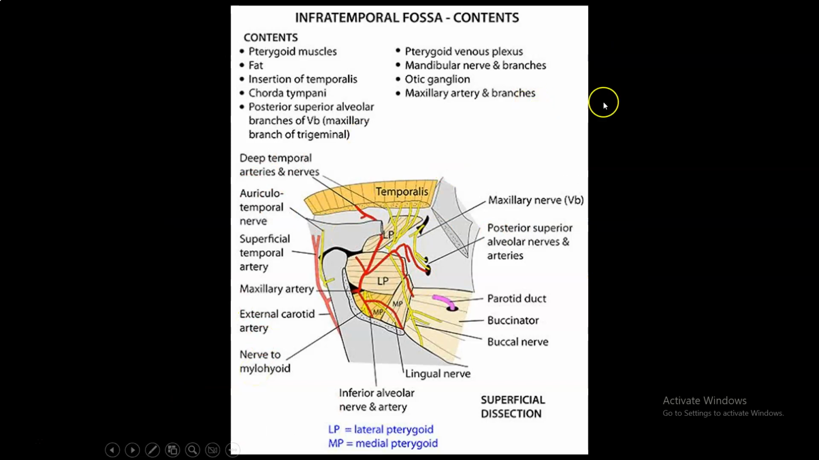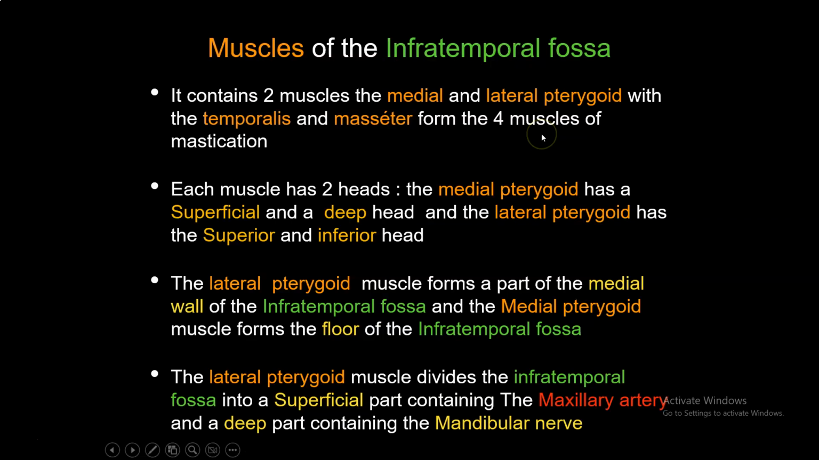These are the contents. You should know what is written. You shouldn't go through all these details. As we said, what we said is more simple, but it all comes to the same end: muscles, nerves, arteries, and veins. The muscles of the infratemporal fossa, as we said, the two muscles are the medial and lateral pterygoid muscles, with the terminal ends of the temporalis and masseter.